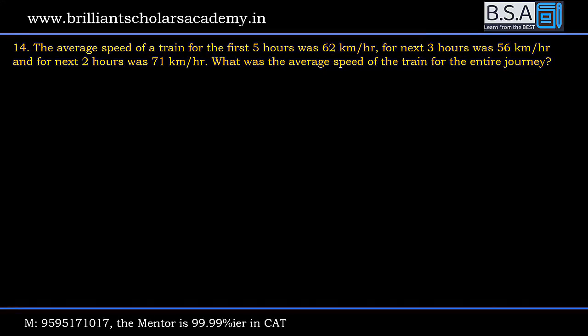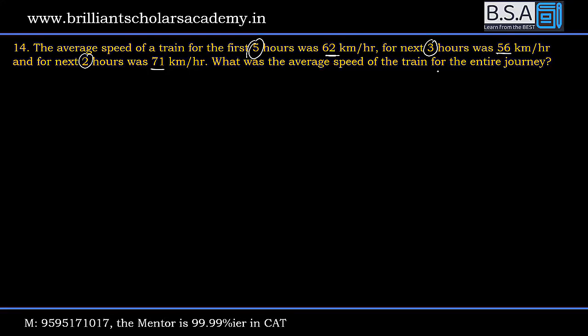Here we are trying to find out the weighted average for three numbers. We have discussed what variables we can use in weighted average. The average speed of a train for the first 5 hours was 62 kmph. For 3 hours, it was 56 kmph. For 2 hours, it was 71 kmph. What was the average speed of the train for the entire journey?